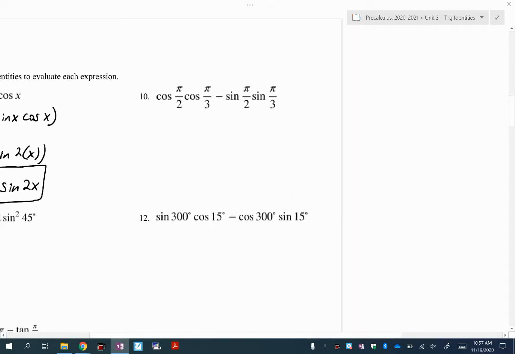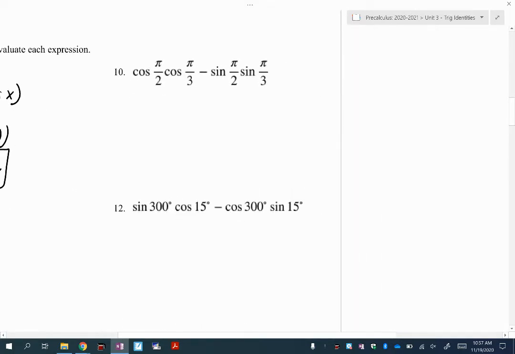Okay, let's do number 10. Now, number 10 is one of these sum or difference identities. I noticed that there's cosine, both cosines first, and then subtraction of both sines. So this is actually going to be the same as the cosine of a plus b, which in this case is pi over 2 plus pi over 3. So that becomes the cosine of pi over 2 plus pi over 3. If you get a common denominator of 6, that's going to be 3 pi over 6 plus 2 pi over 6. So we get 5 pi over 6. Now, I'll take this as the answer.